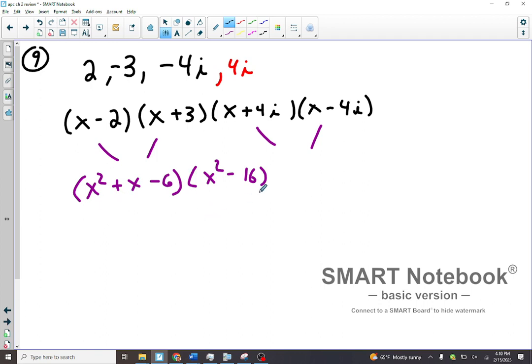Why is it 16 and not 16i squared? Well, what's i squared? Negative 1, so I just moved it over.